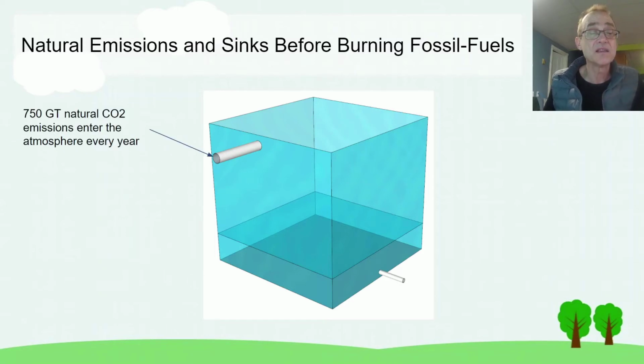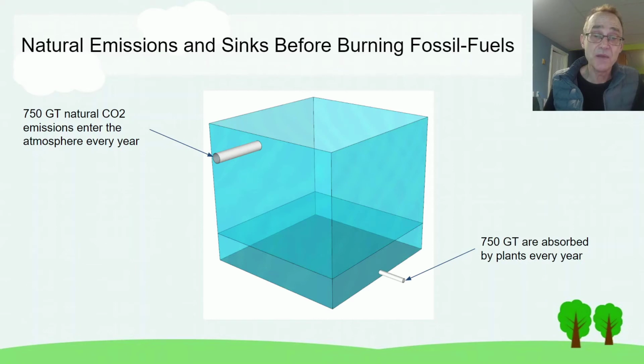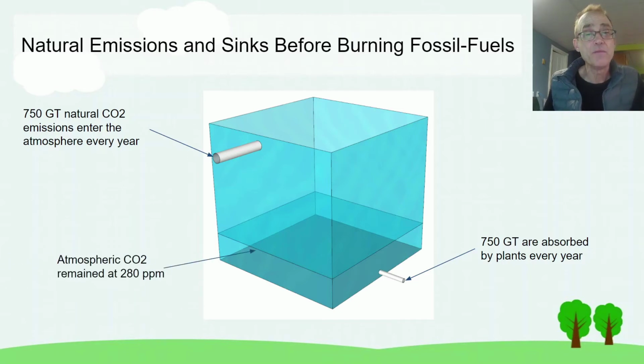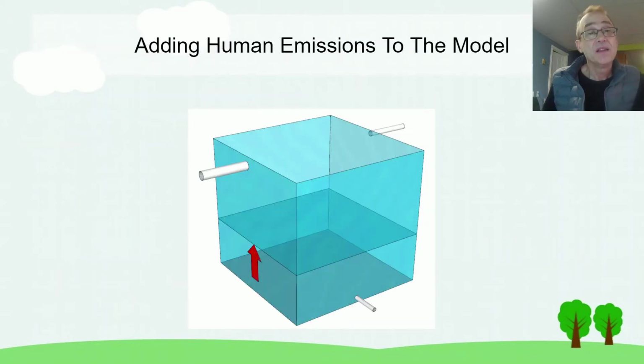750 gigatons of natural carbon dioxide emissions entered the atmosphere every year. At the same time, 750 gigatons of carbon dioxide were absorbed by plants every year. Atmospheric carbon dioxide remained at a constant level of 280 parts per million. Let's add human emissions to the model.